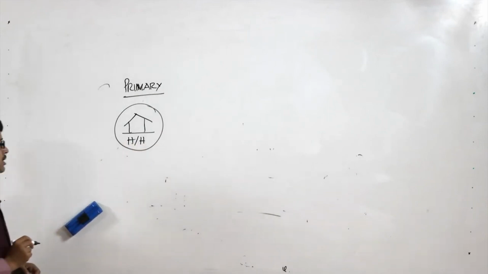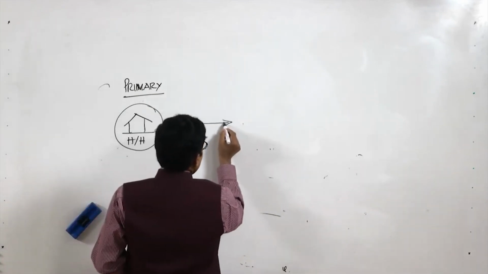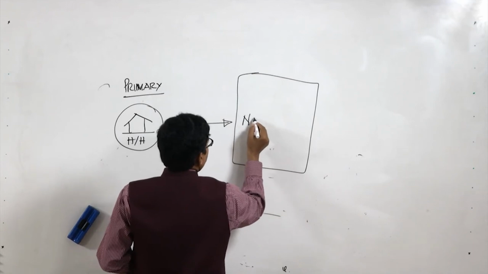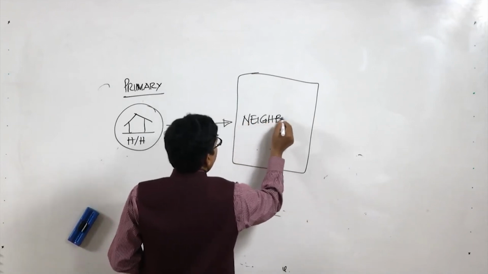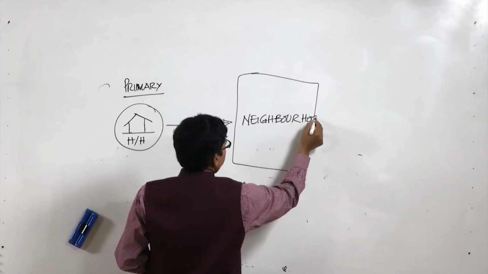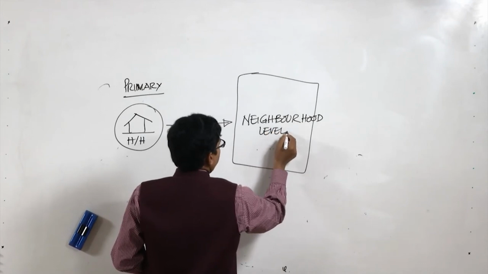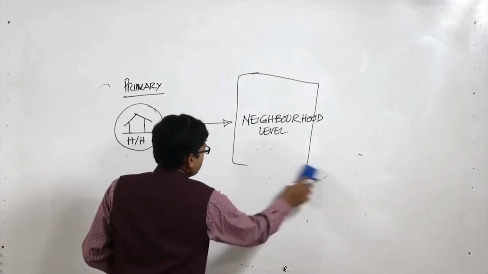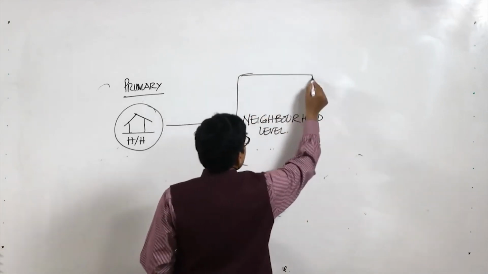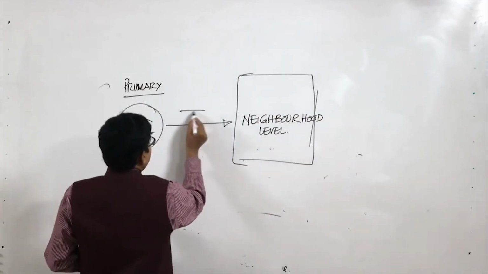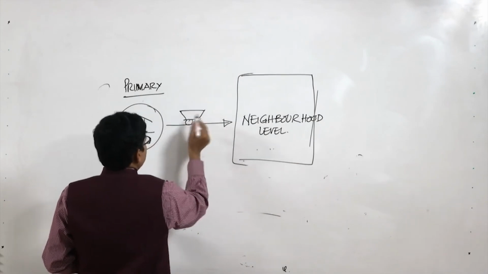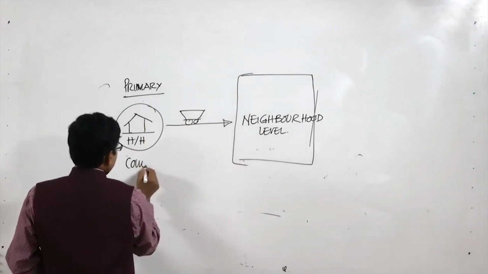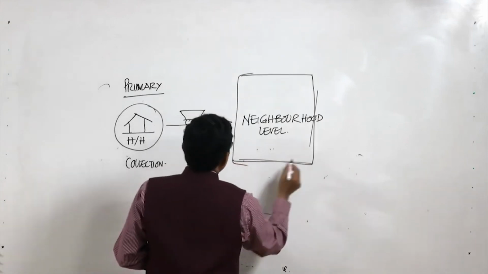At the household level the waste can be collected and then carried to the neighborhood level. Now, the neighborhood level collection can be through garbage vats provided by the municipal authority, or it can be carried out by manually transported carts from the household to the neighborhood level. So, this is the primary collection. At the neighborhood level it is the secondary collection.